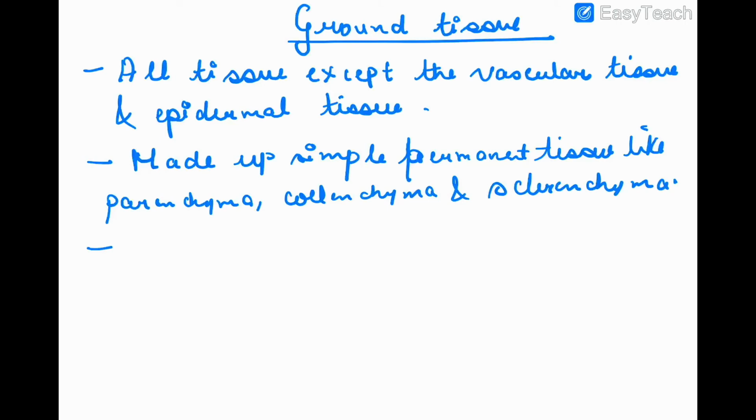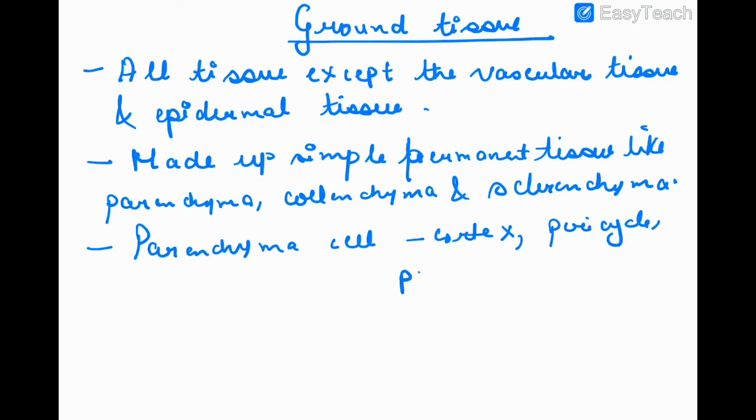Parenchyma cells are present in the cortex. They are present in the pericycle. They are present in the pith and they are present in medullary rays. So first of all, we have discussed ground tissue is all the tissue excluding the epidermal tissue and the vascular tissue. It is made up of simple permanent cells like parenchyma, collenchyma and sclerenchyma.